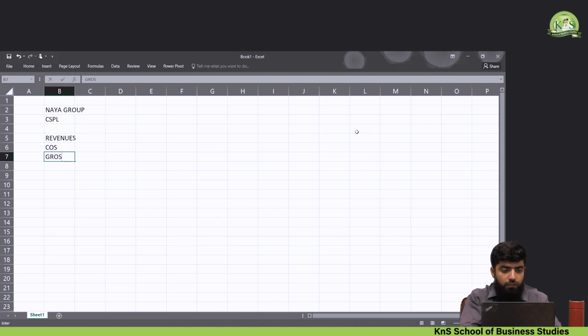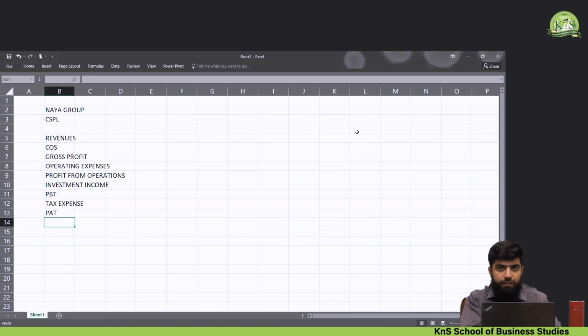The resultant will be known as what? Gross profit. And after that, we are going to deduct the operating expenses. Okay, and then the resultant will be known as what? Profit from operations. Okay, and then we're going to include the investment income. Afterwards, the resultant will be known as what? PBT, that is profit before tax. And then we are going to deduct the tax expense. And after that, the resultant will be known as what? Profit after tax.